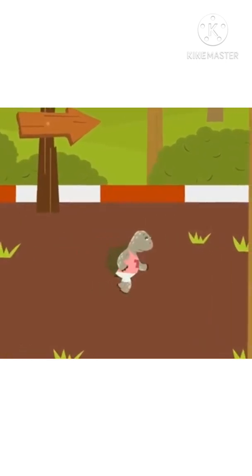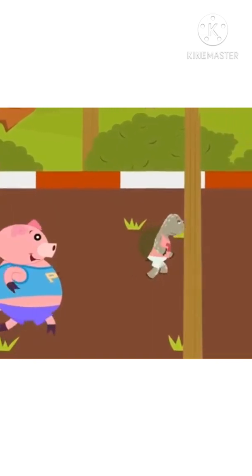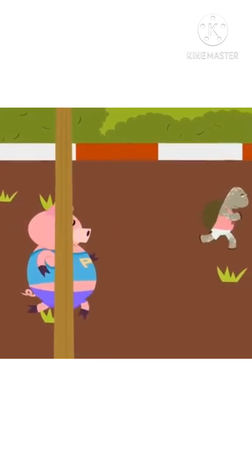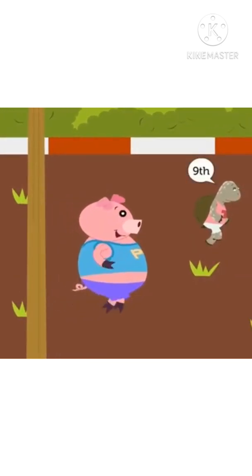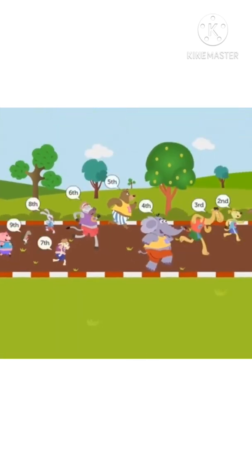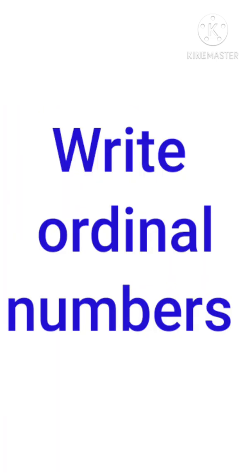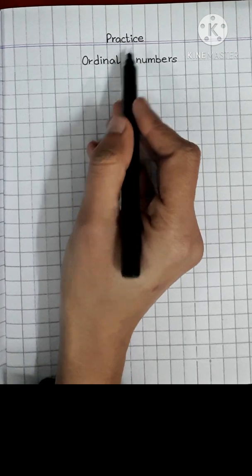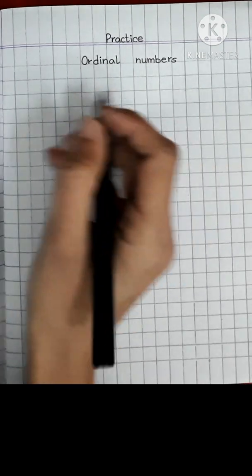The tortoise and the pig are running very slowly. They are ninth and 10th respectively. With this, the race ends. Now write ordinal numbers. Students, write practice here and write ordinal numbers here.